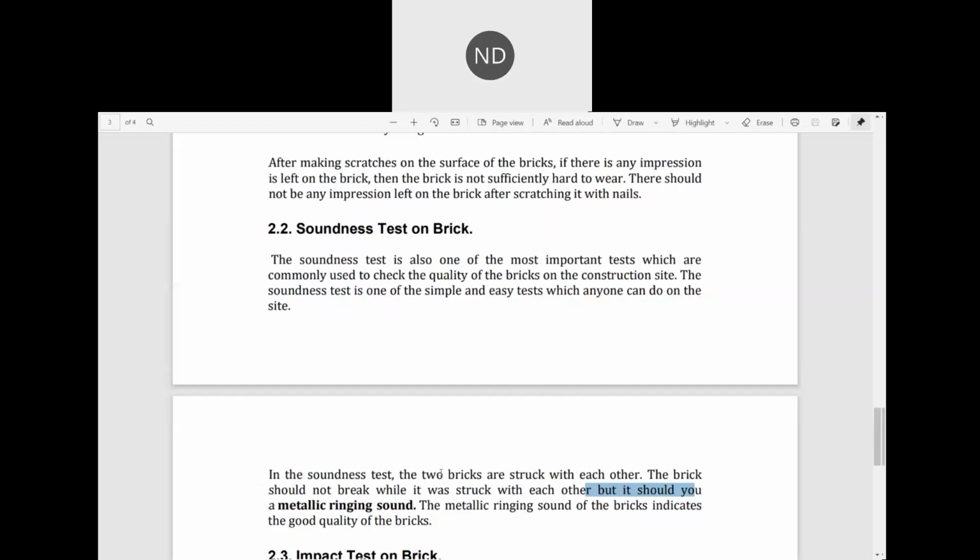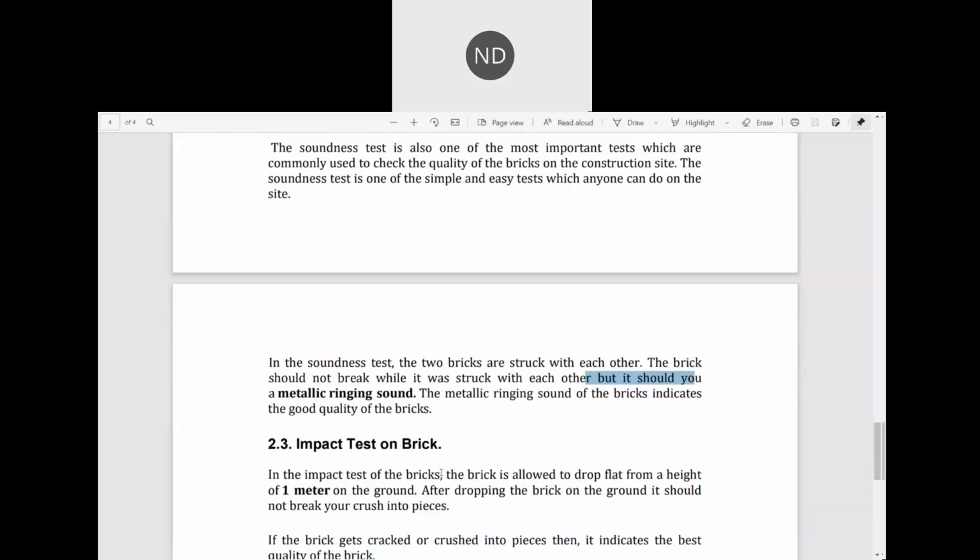These general things can be asked to you sometimes in interviews also. How can you check the quality on the site itself? You're given a brick, and you have to tell whether the brick quality is good or not. So you can check in this way. These are some of the criteria to check on the site.